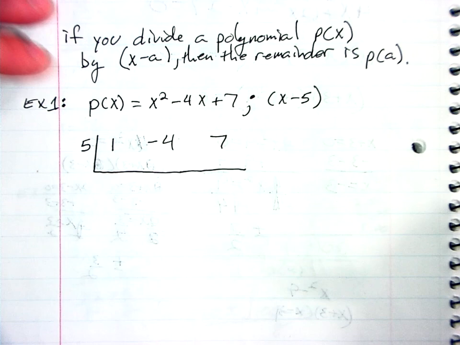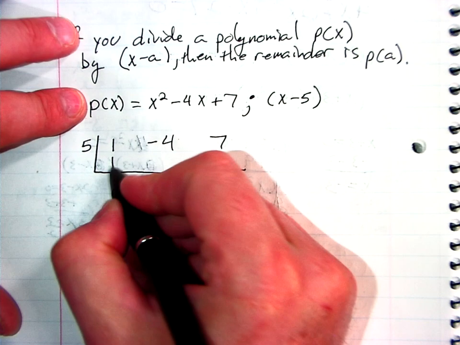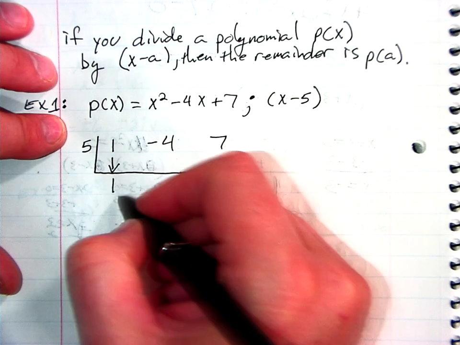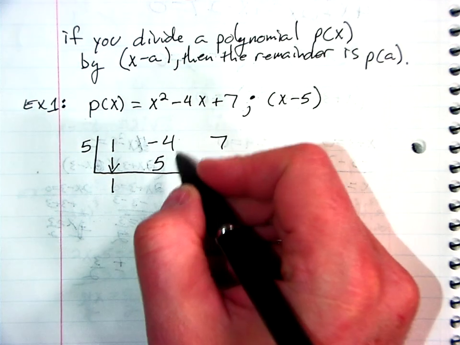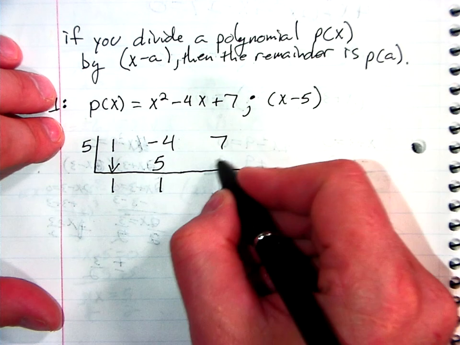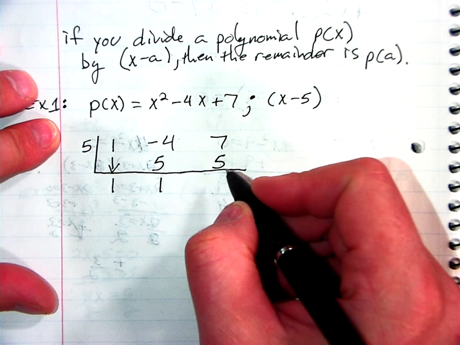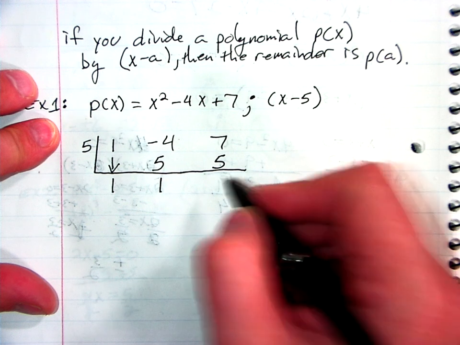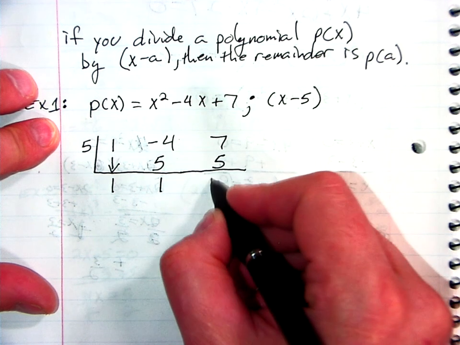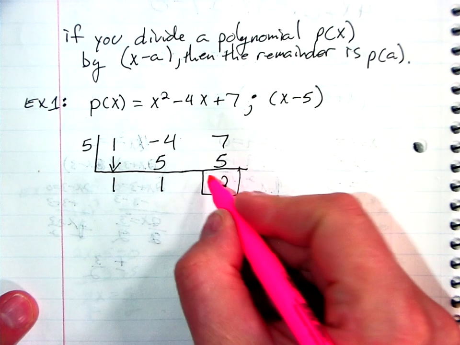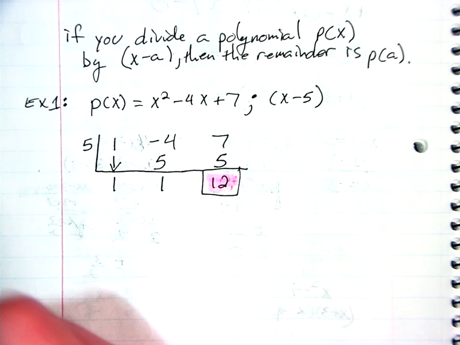That's positive 7, I believe. So the 1 drops down. And now this number on the outside only multiplies. So 5 times 1 is 5. -4 plus 5 is 1. 5 times 1 is 5. This is called the remainder theorem, so I really only care about the remainder. 7 plus 5 is 12. That is my remainder. So our remainder is 12.